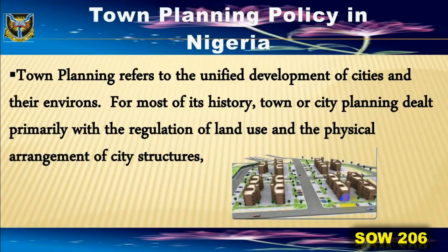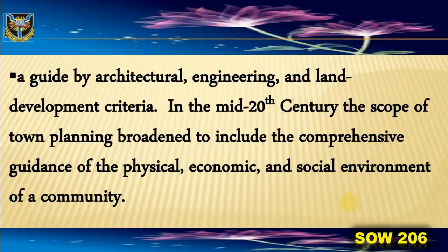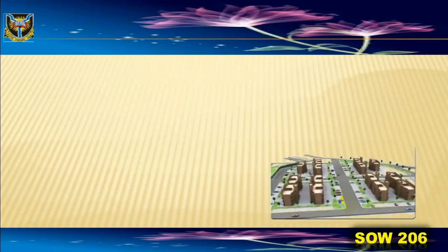Town planning refers to the unified development of cities and their environs. For most of its history, town or city planning dealt primarily with the regulation of land use and the physical arrangement of city structures, guided by architectural, engineering, and land development criteria. In the mid-20th century, the scope of town planning broadened to include the comprehensive guidance of the physical, economic, and social environment of a community.